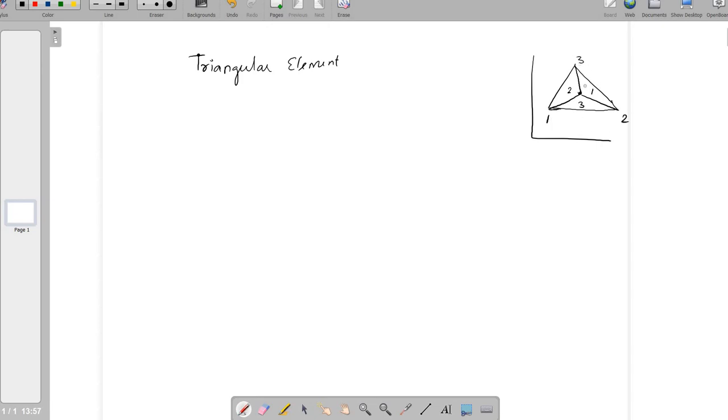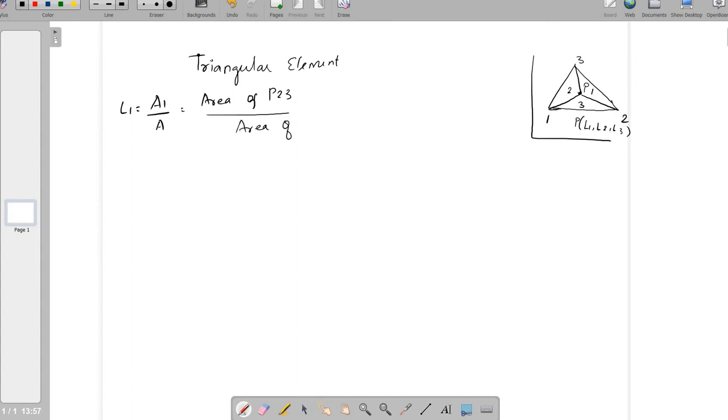The point P is represented with the shape functions L1, L2, L3. Here the shape functions are denoted as L1, L2, L3. L1 is the ratio of area 1 divided by the total area. That is, area 1 representing the area of the P23 triangle divided by the total area.